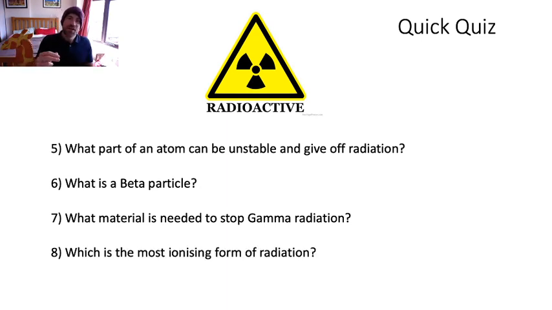And question 8: which is the most ionizing form of radiation out of alpha, beta, and gamma? Which is the most ionizing? So remember, that's the ability of the radiation to knock electrons off atoms. All right, which one's got the best ability for knocking electrons off atoms? Alpha, beta, or gamma? There are your 8 questions.